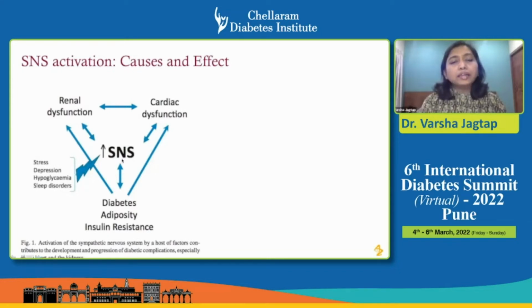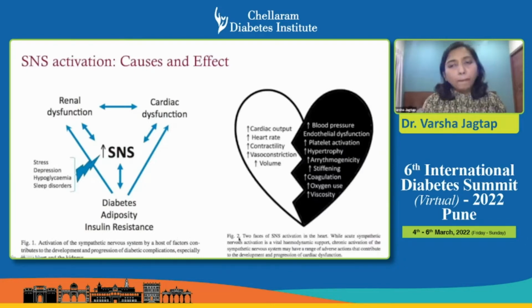We know that increased SNS activity can be seen in patients with diabetes and obesity due to insulin resistance. Besides insulin resistance, there are other comorbidities which can exist in our type 2 diabetic patients, for example, stress or depression. Some of them may be suffering from intermittent hypoglycemic episodes or sleep disorders. All of this can lead to SNS overdrive, which can then cause renal dysfunction as well as cardiac dysfunction. But is this sympathetic nervous system overdrive all bad?